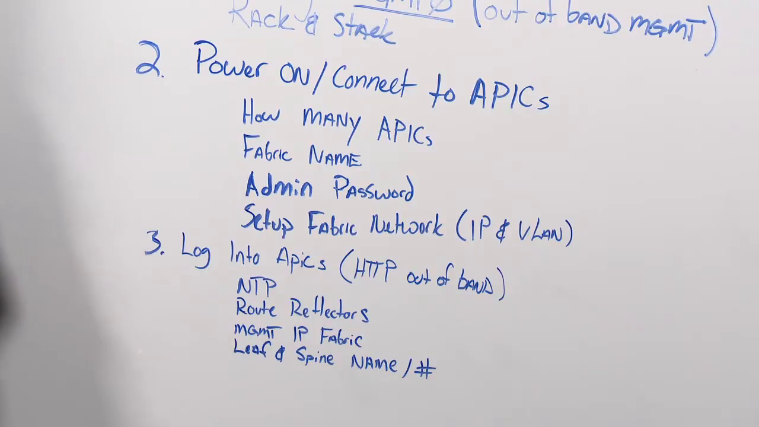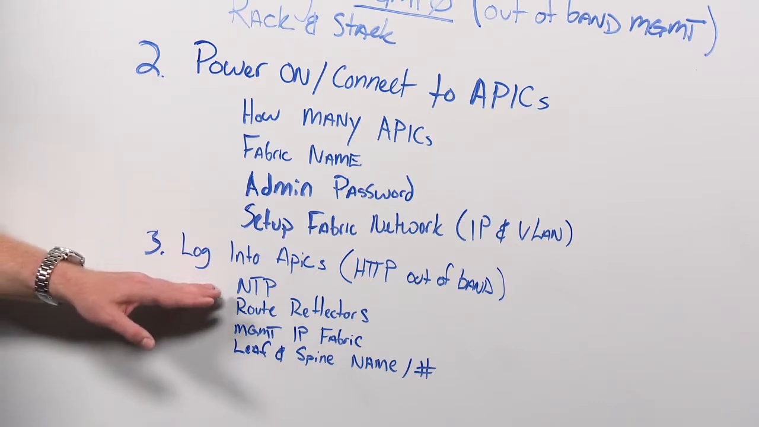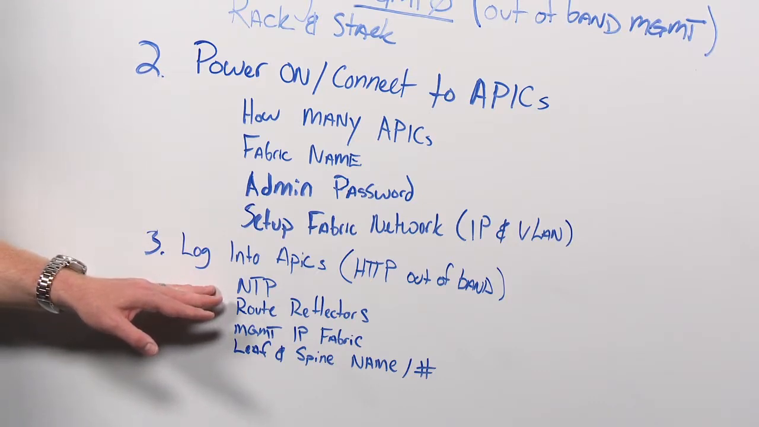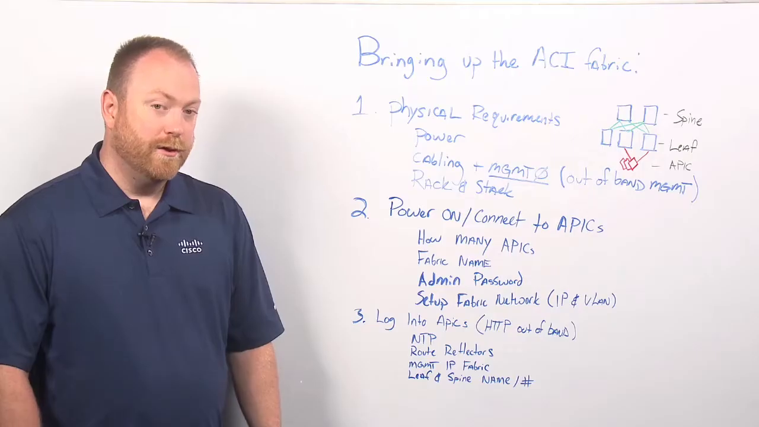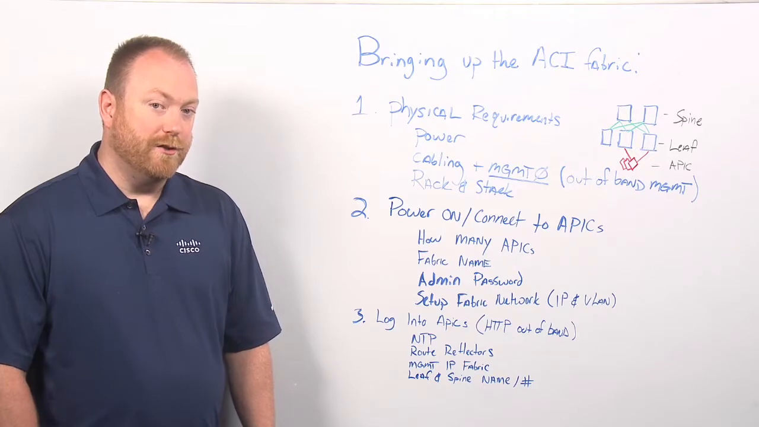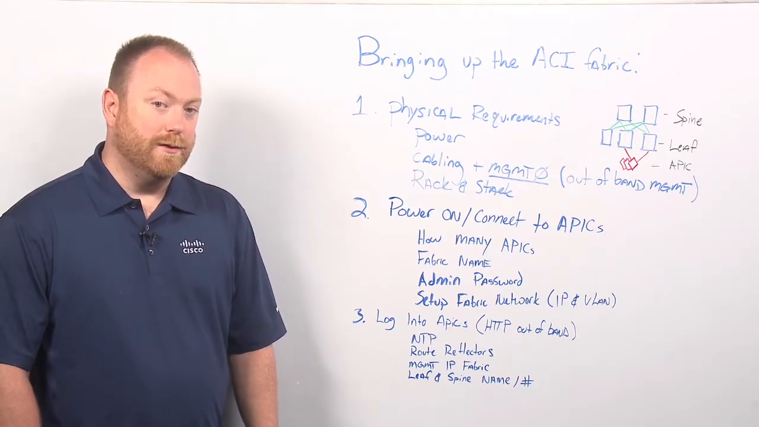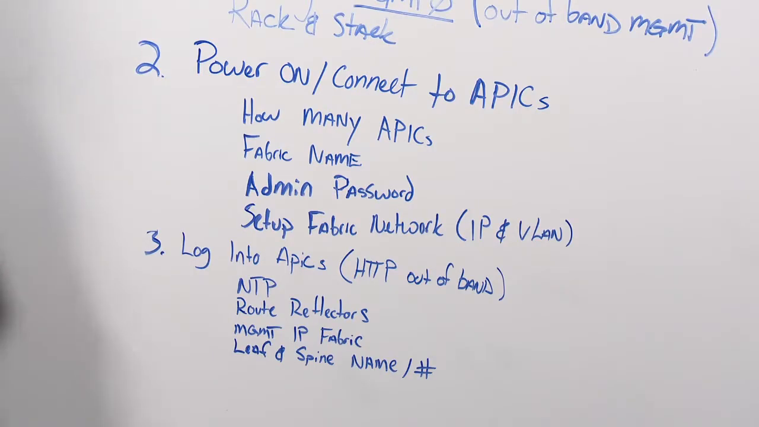And when we do that, we'll just need 3 or 4 more pieces of information to get the fabric up and running. First of all, we'll need the IP address of a NTP server so that the devices can actually connect to your NTP server and pull down the correct time information and sync that across all of the devices in the ACI network. We'll also need to pick 2 of our spine switches to turn on route reflectors, and this allows us to do routing inside of the fabric.